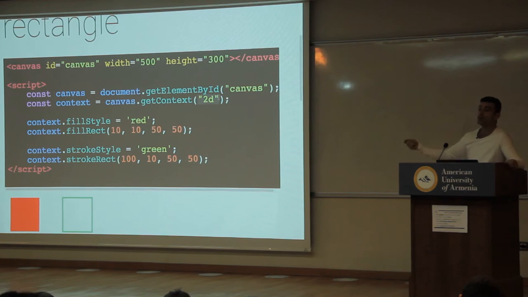Two-dimensional. So we need tools, pencils, pens, tools that know how to draw things in two dimensions. We might potentially ask for a 3D context, which would have the tools, the utilities, to draw in three dimensions. So in this class, we're just going to do two dimensions, so we're asking for 2D.